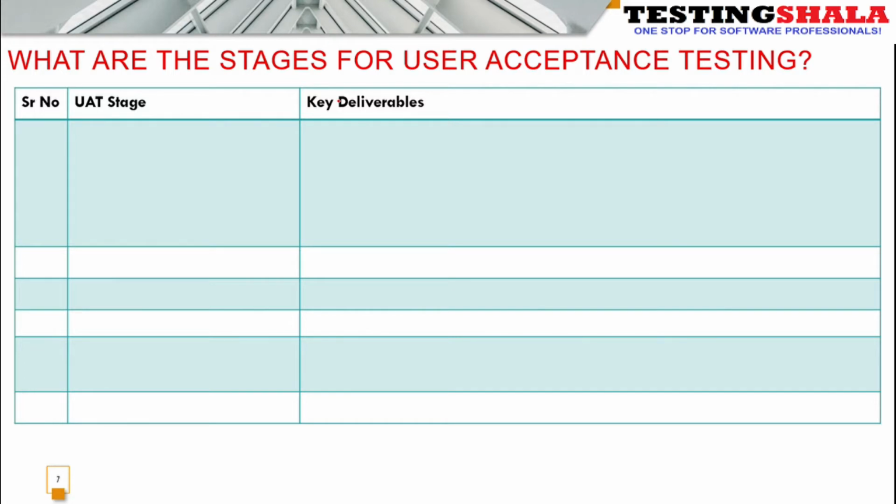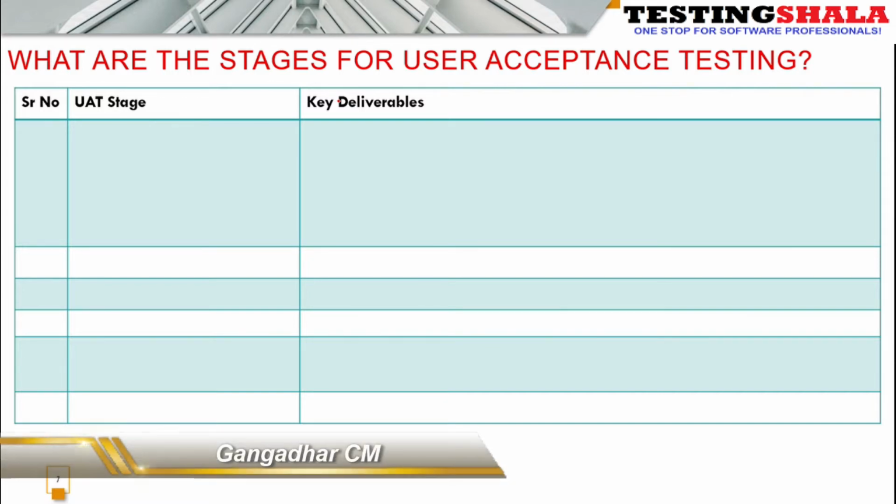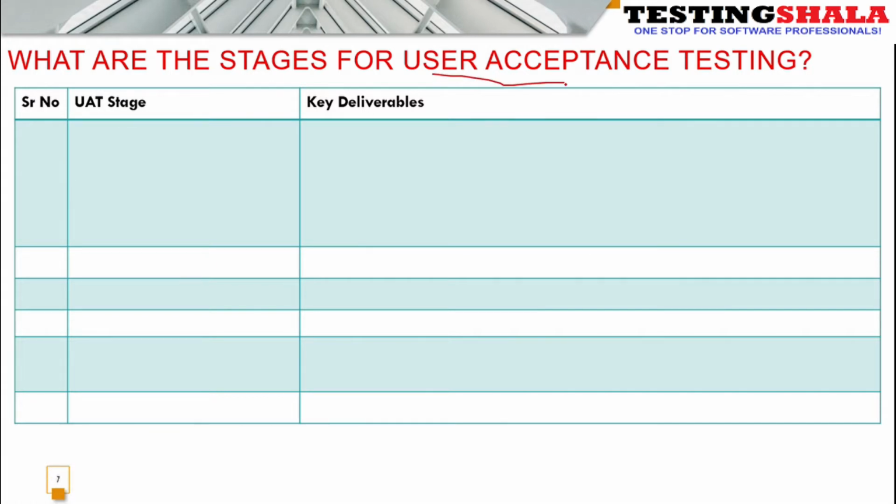You should remember, if somebody asks you this question, can you explain what are the different phases or different stages of user acceptance testing, then you should be able to explain each and every stage, and also each and every key deliverable. User acceptance testing goes in various stages. Let me explain them one by one now.